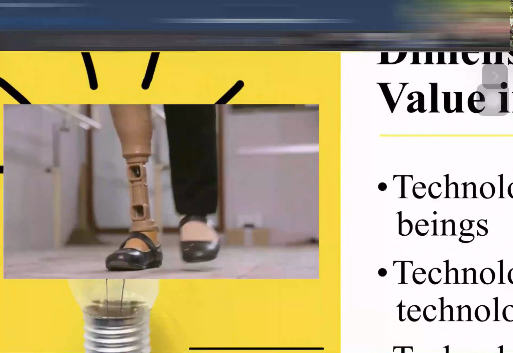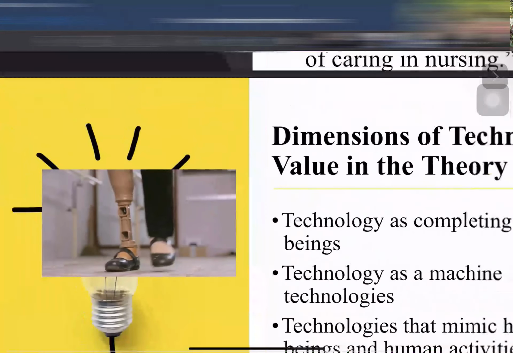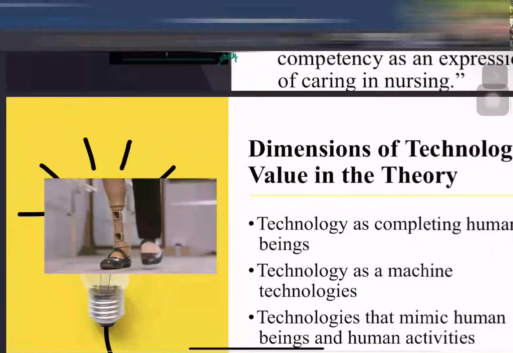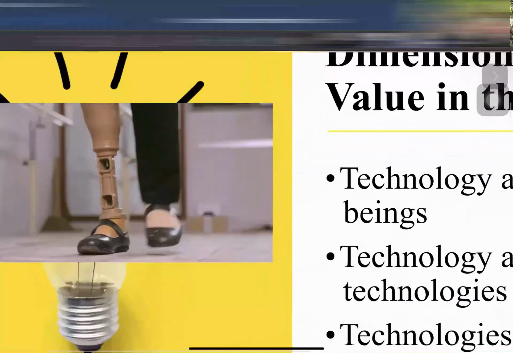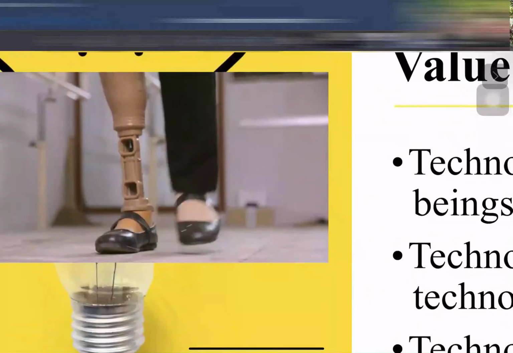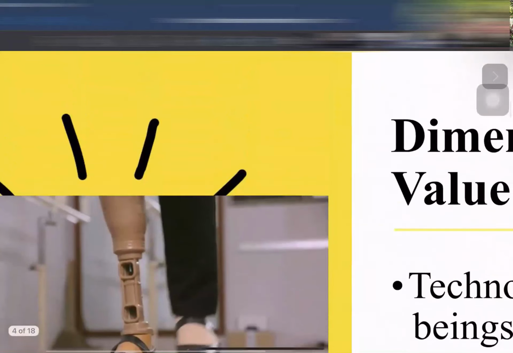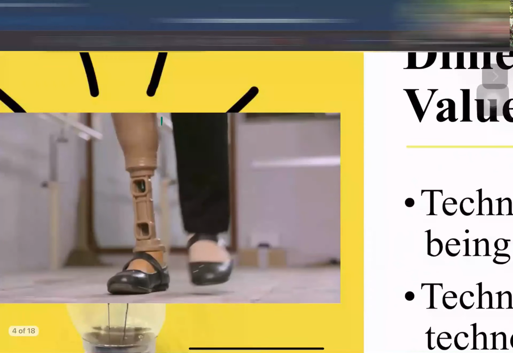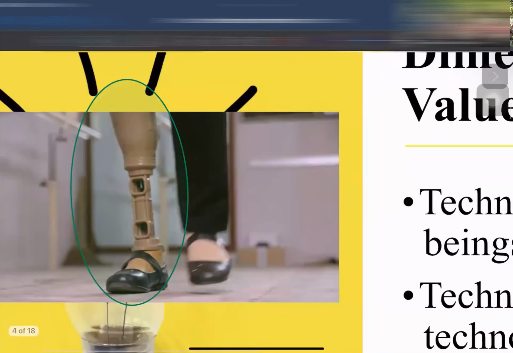So plus, you can see here that technology is actually used to complete human beings. Okay, as you can see, your patient would feel okay. Your patient would feel able to function because there is actually already a prosthesis that substituted what was lost on his part. Okay, so class, technology could mean completing the human being.